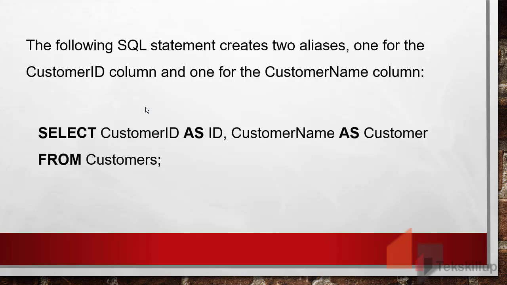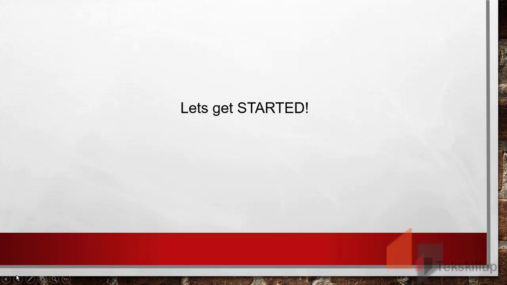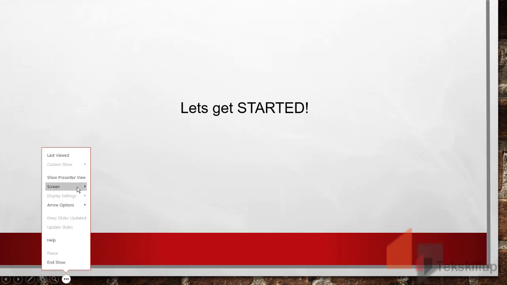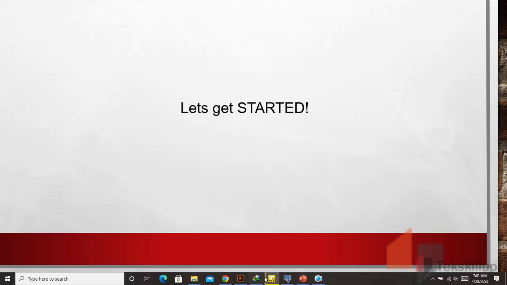And so let's check another similar scenario where we need to apply this AS command. It says the following SQL command creates two aliases, one for the customer ID and one for the customer name column, right? So it therefore means that we can apply as many aliases as possible. In this case, we have two here from the customers table. Now let's get over to our pgAdmin, and then we get to practice what you've seen so far.